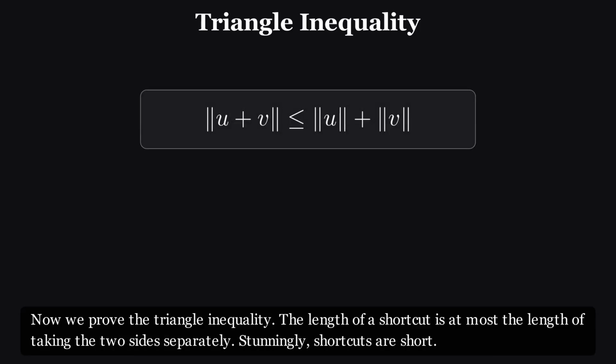Now we prove the triangle inequality. The length of a shortcut is at most the length of taking the two sides separately. Stunningly, shortcuts are short.